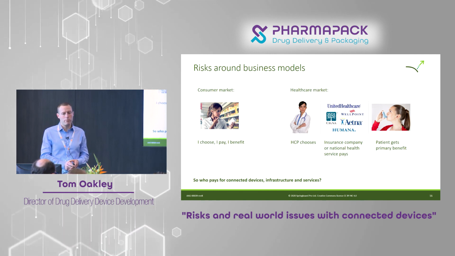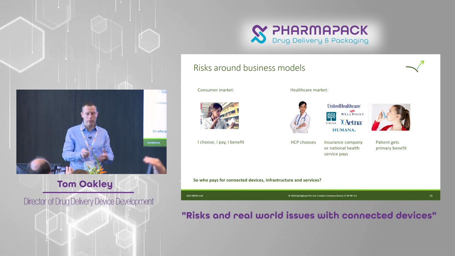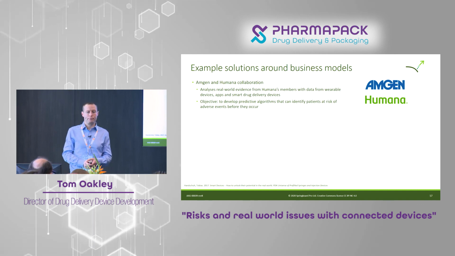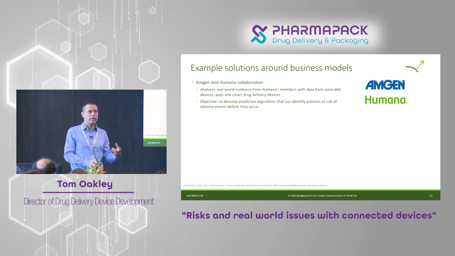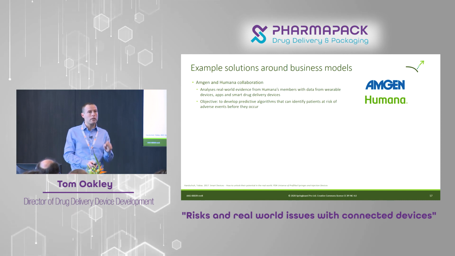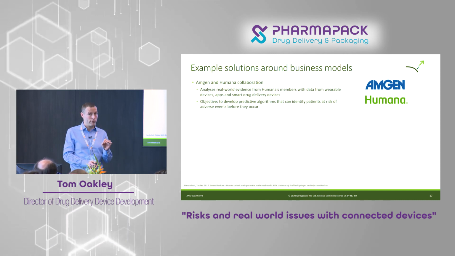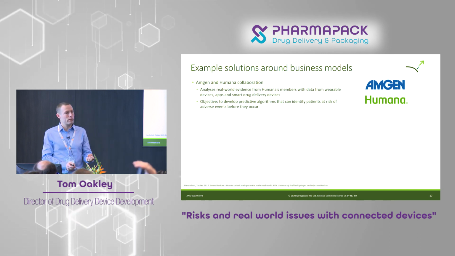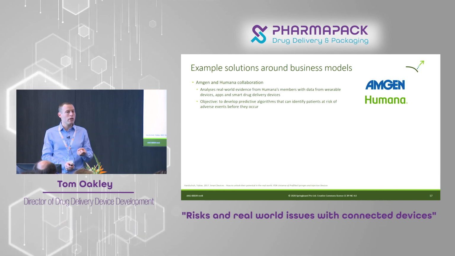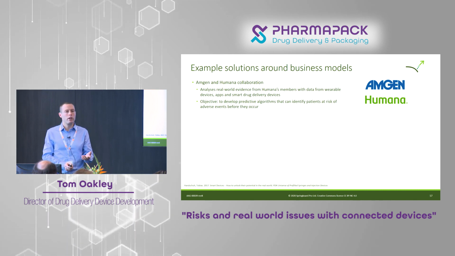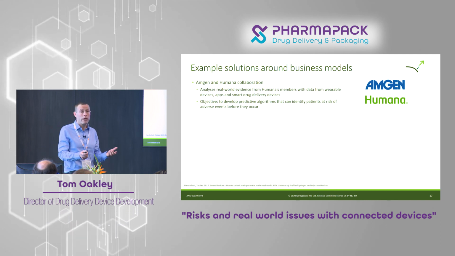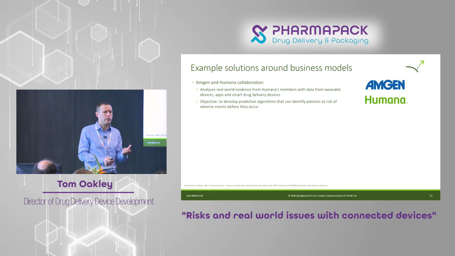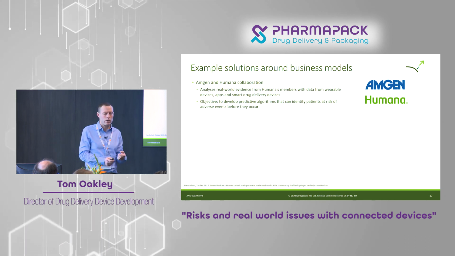Let me give you a couple of examples of business models where people are trying to see how they can make the ecosystem work for them. So an example would be Amgen and Humana. This is where they're taking data from lots of different sources, including smart drug delivery devices, so that they can then predict the risk of adverse events before they happen. You can imagine the value here being that, for example, with one of the drugs, say Repatha, which they're doing this kind of work for, that's used for cardiovascular issues, so basically strokes, myocardial infarctions.